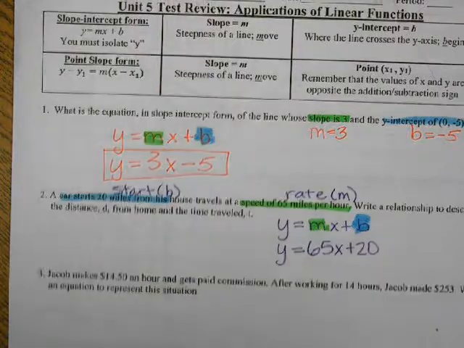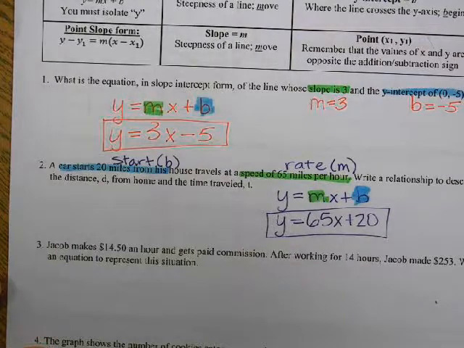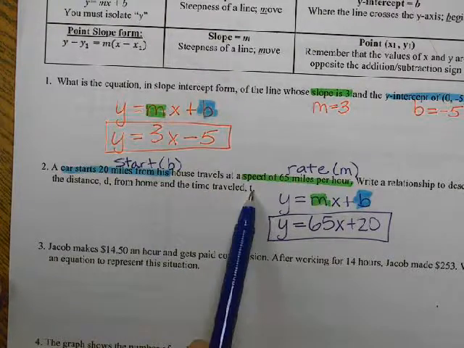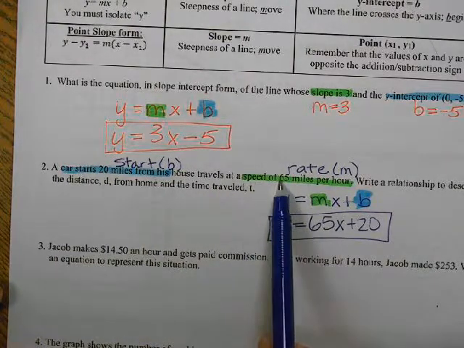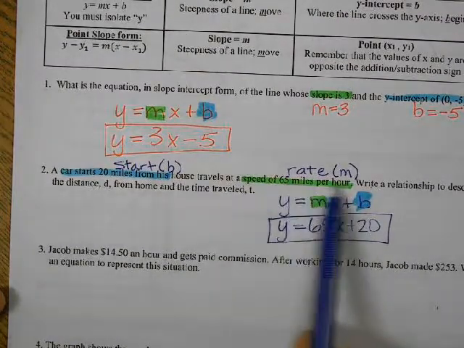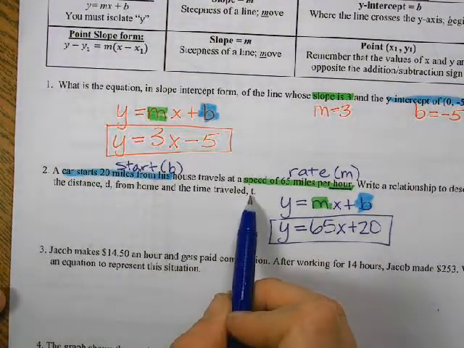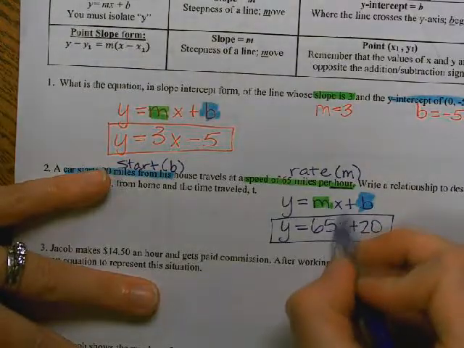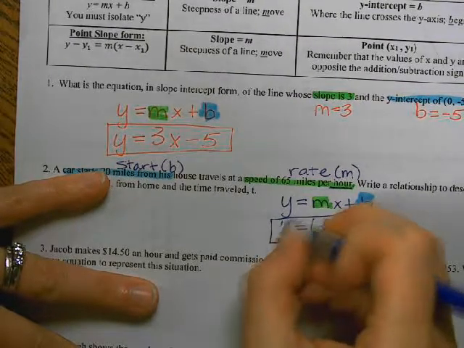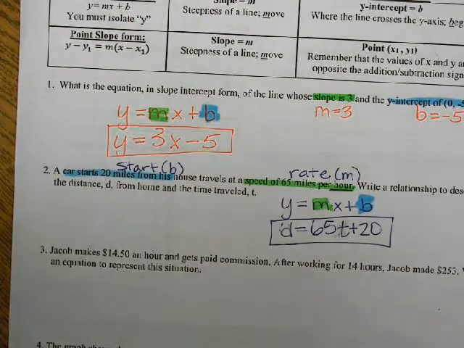All right. Number 3. If you look at it, it says use a relationship to describe the distance d from home and the time traveled t. So if you look here, it says 65 miles per hour. You can always find x in your slope. So hour is going to be x. So instead of writing x, I need to put t for time traveled. Okay? And then instead of writing y, I need to put d for distance. Okay? Because I want you to use those letters.